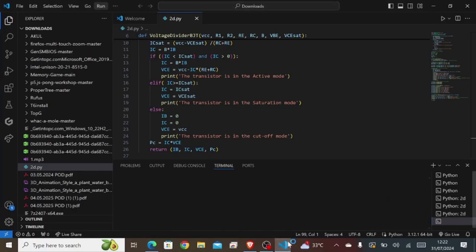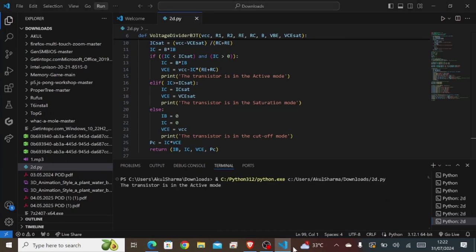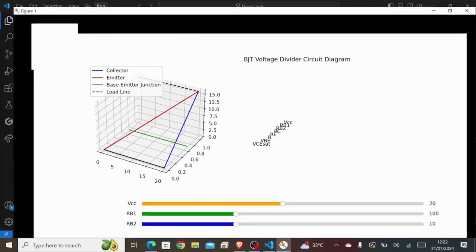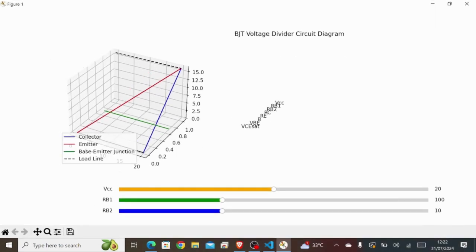Now we go through the simulation. Initially, the circuit parameters are initialized with default values. We have the power supply voltage, which is 20 volts, and the resistors RB1 and RB2 set to 100 kilo ohms and 10 kilo ohms respectively.